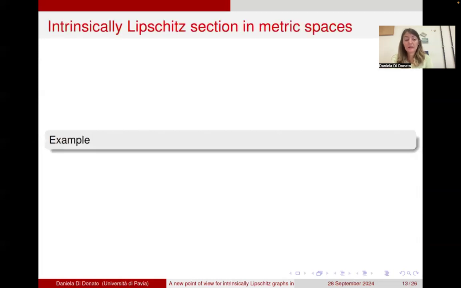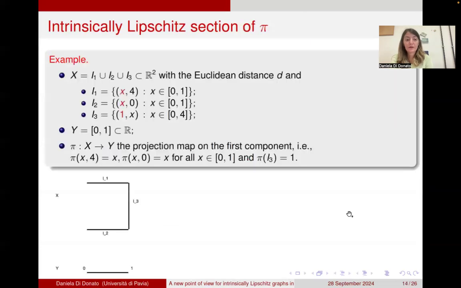Now I present an example. We consider X, a subset of R², with the Euclidean distance. X is the union of A1, the set of all points (x, 4), where x is a point between 0 and 1; A2, the set of all points (x, 0), where x is between 0 and 1; and A3, the set of all points (1, x), where x is between 0 and 4.